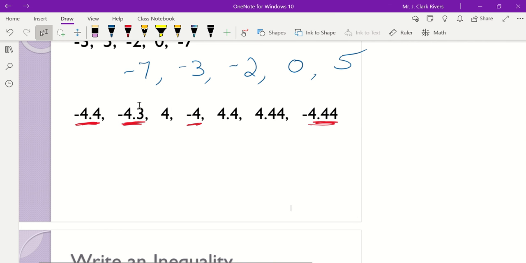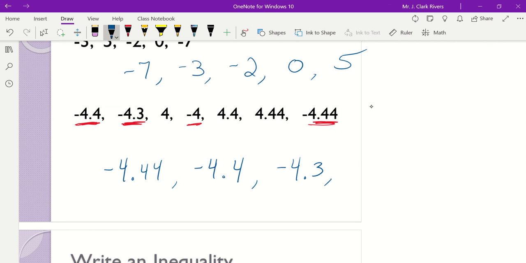Negative 4.4, negative 4.3, negative 4, negative 4.44. Charlie, what do you think? What's going to be least? Negative 4.44. That is the least out of that group of 4. Charlie, what comes next? Negative 4.4. What comes next? Negative 4.3. And then finally, Charlie? Negative 4. Okay, good. So we have ordered the negative numbers from least to greatest.